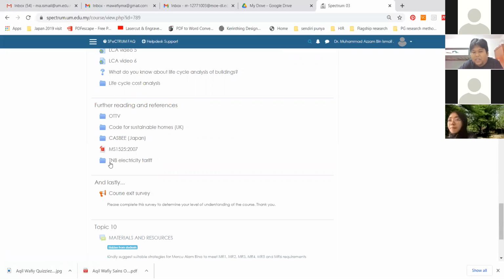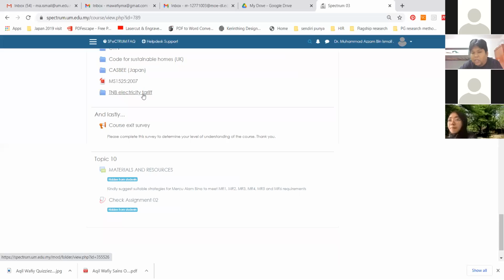And then there are further readings. You can read about OTTV, how to calculate it. You can also read about the Code for Sustainable Homes from the UK. And if you like, you can also read about Japan's rating tool here. The MS 1525 I've already included here, and then the electricity tariff from TNB as well.